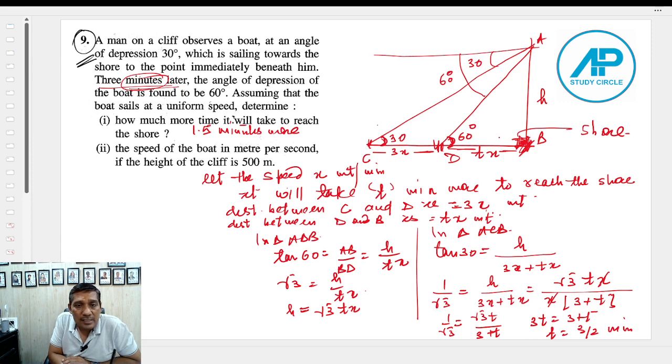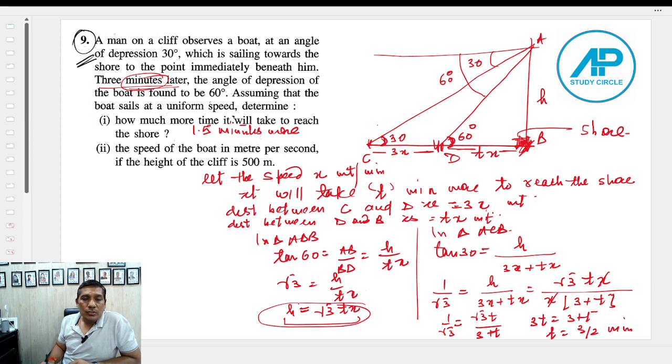हमने स्पीड को एक्स मीटर पर मिनट मान रखा है. You can see somewhere the relation between H and root 3 and t and x; I come at this equation. So in this, you can write down the value of t as 3 by 2 and h here as 500. I can do it here. So 500 equals root 3 into 3 by 2 into x.